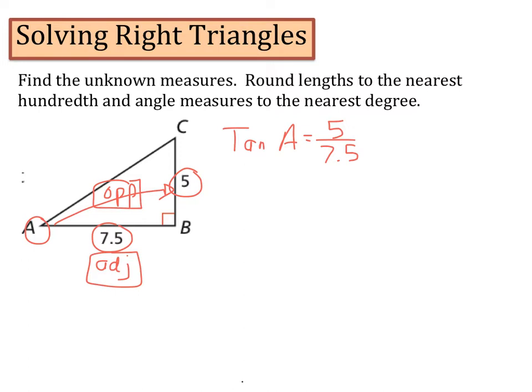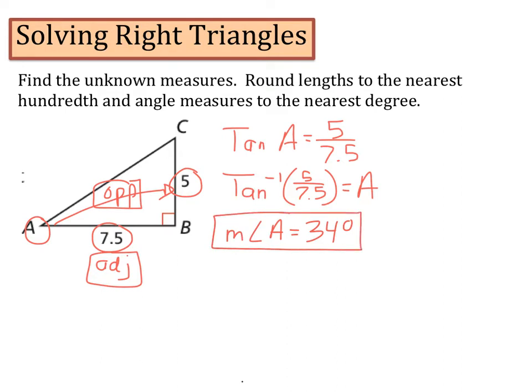Once I know that, I can use inverse trigonometry to figure out the measurement of angle A, because that's what I'm looking for. So we have to find the inverse tangent of 5 over 7.5. We'll plug that into our calculator and we'll get that the measure of angle A comes out to be 33.7, so we'll round that up to 34 degrees. And that is our measure of angle A.